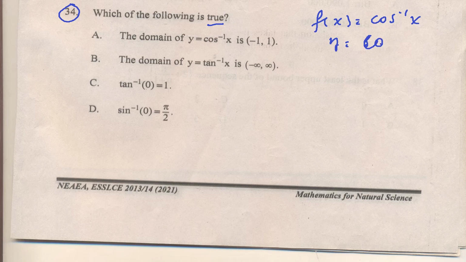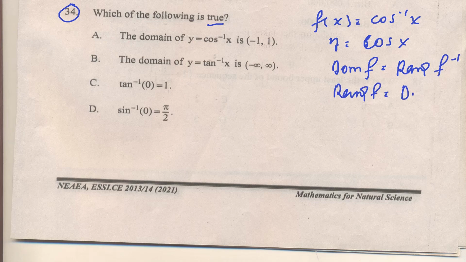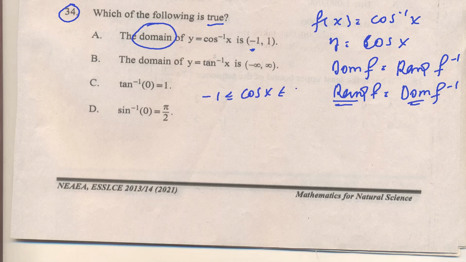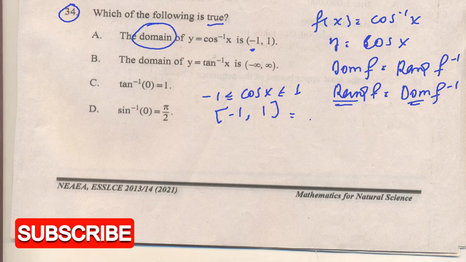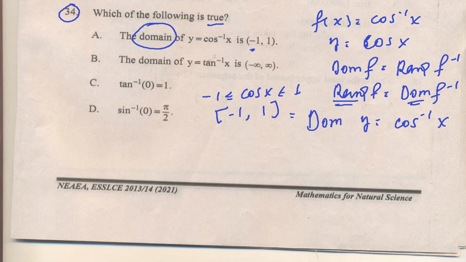It is the inverse of y is equals to cosine x. If you have two functions that are inverses of each other, the domain of f is equal to the range of f inverse, and the range of f is equal to the domain of f inverse. According to this rule, the domain of the inverse is the range of the function. So we know that the range of a cosine function is from -1 up to +1, including -1 and 1. Here, -1 and 1 are not included because the given interval is open. So this must be a closed interval. So the closed interval from -1 up to 1 is the domain of y is equals to cos inverse of x. So this is false.